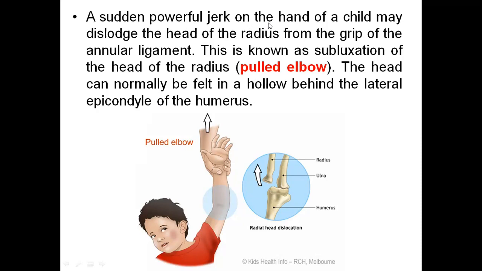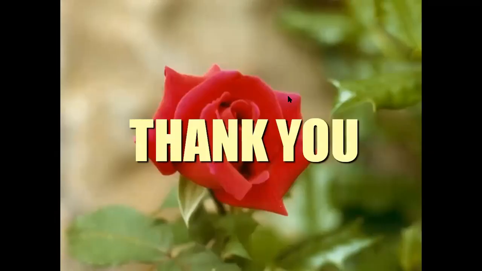Sudden powerful jerk of the hand of the child may dislodge the head of the radius from the grip of annular ligament. This subluxation of head of the radius is nothing but pulled elbow. This can be felt actually behind the lateral epicondyle of humerus. I hope you understood. Thank you.